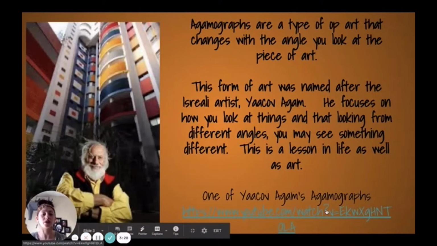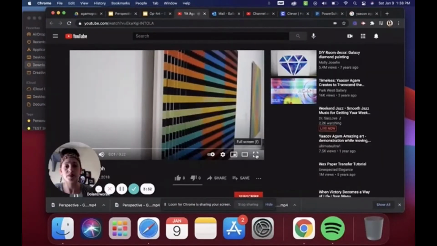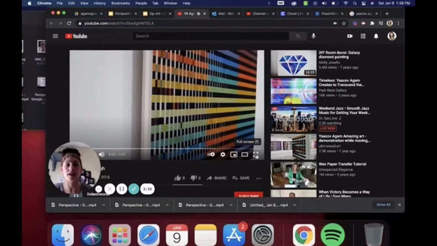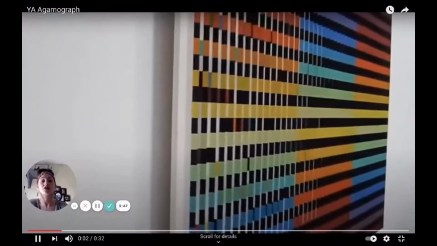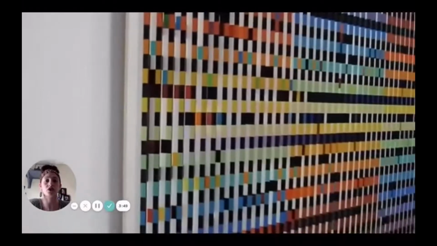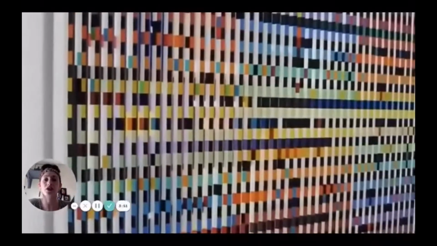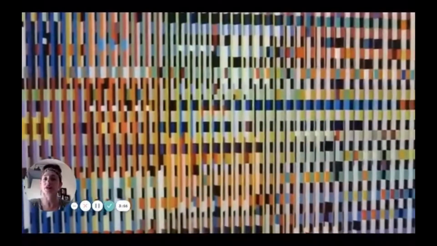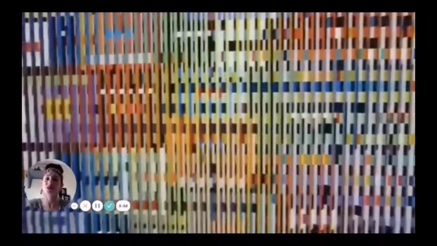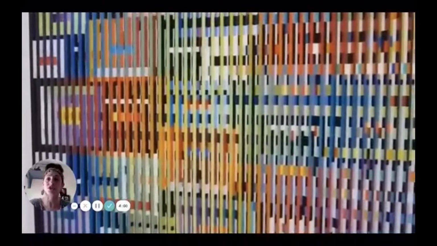So this is a short little video on Yaakov Agam, and this is one of his agamographs you can see from the start. From the start, it has certain different colors, certain stripes, and then you change it over. Now there's a completely different thing that you see, and then when you go to the other side, it changes again.